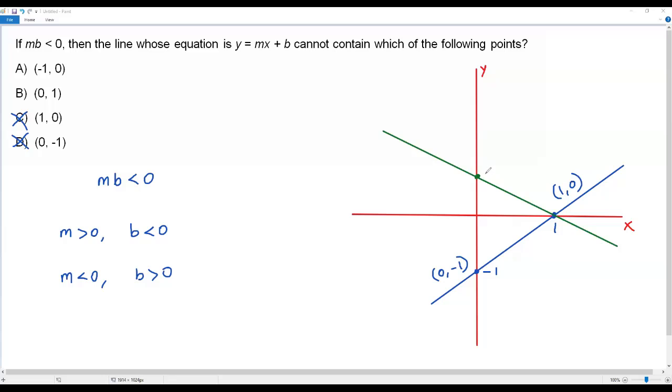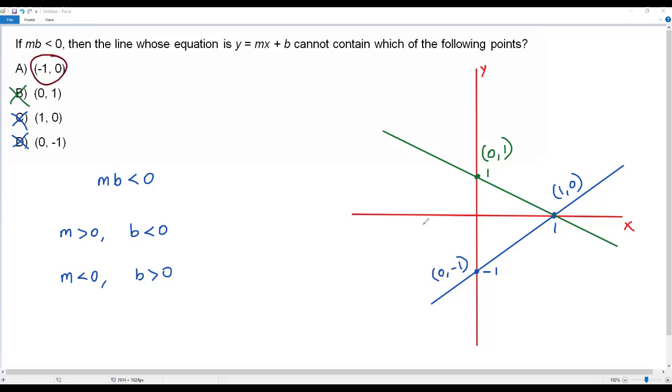Now let me assume the value over here on the y-axis is just 1. Then we get the point (0, 1) over here. And we already know the point (1, 0), which is in option C, and we rejected option C. When I consider these two conditions, m less than 0 and b greater than 0, I get a green line, and this line contains the points (0, 1) and (1, 0). We find (0, 1) in option B, so we can reject option B as well, because we have to find the point the line cannot contain. We have rejected option C, so we are left with the last option A, that is (-1, 0).